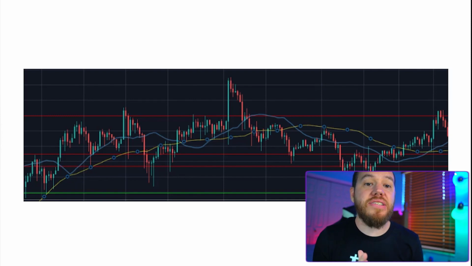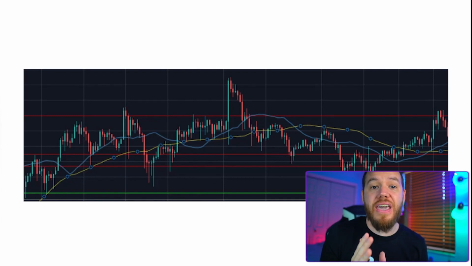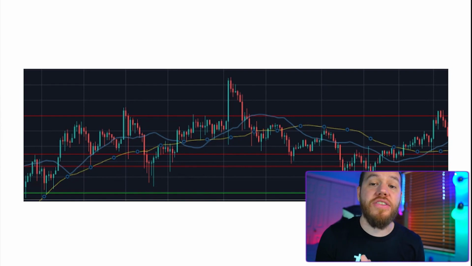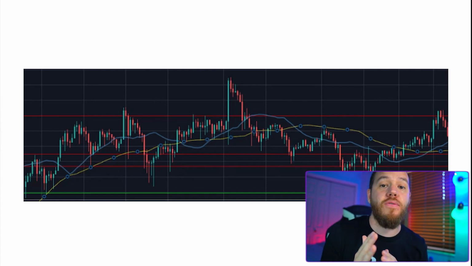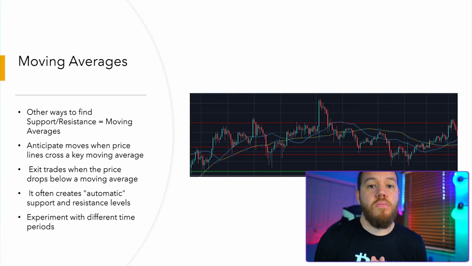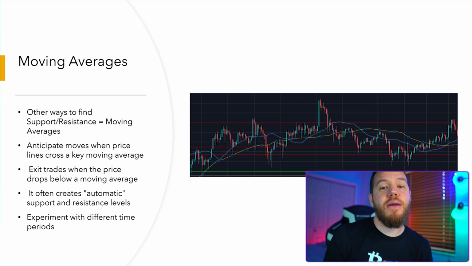Notice how the price of the asset finds support at the moving average when the trend is up, and how it acts as a resistance when the trend is down. Traders can use moving averages in a variety of ways, such as to anticipate moves to the upside when price lines cross above a key moving average, or to exit trades when the price drops below a moving average. Regardless of how the moving average is used, it often creates an automatic support and resistance level. Most traders will experiment with different time periods in their moving averages so that they can find one that works best for them.